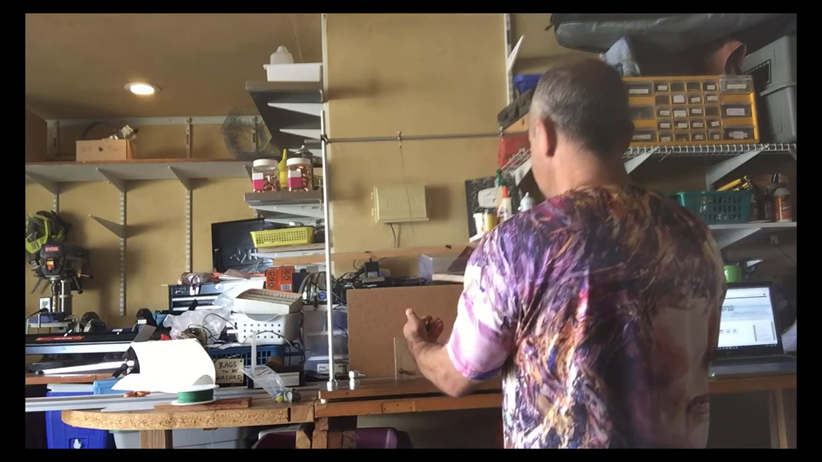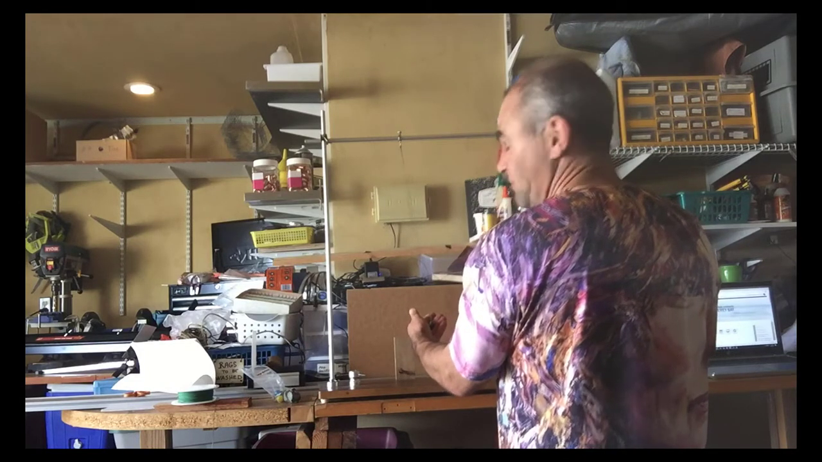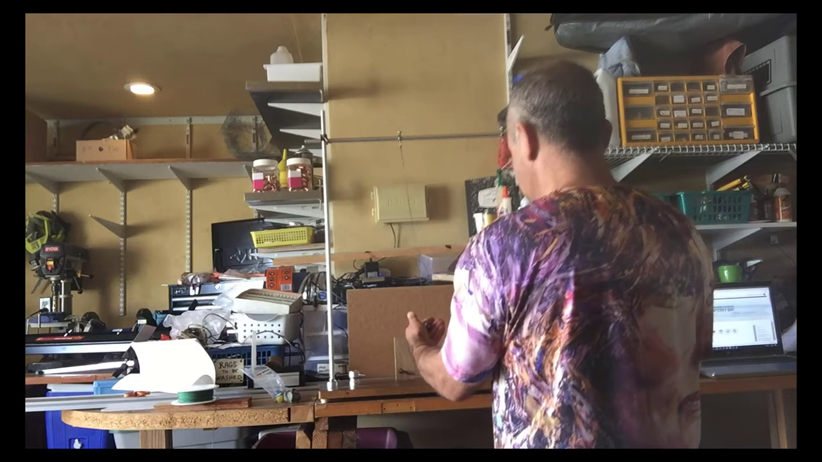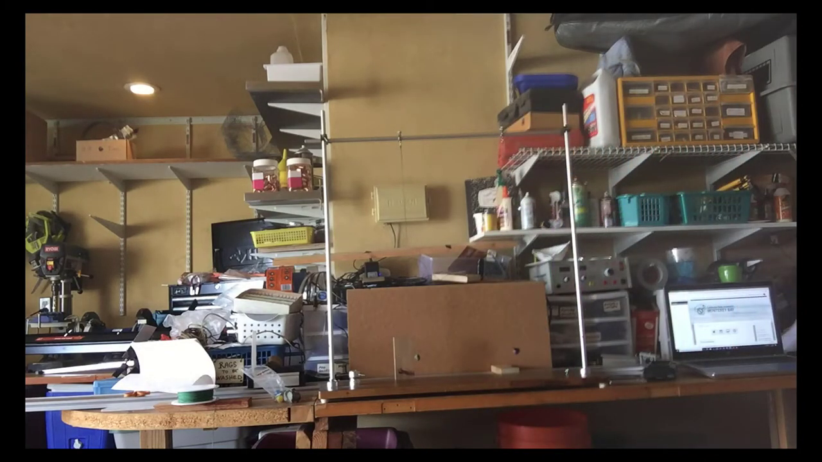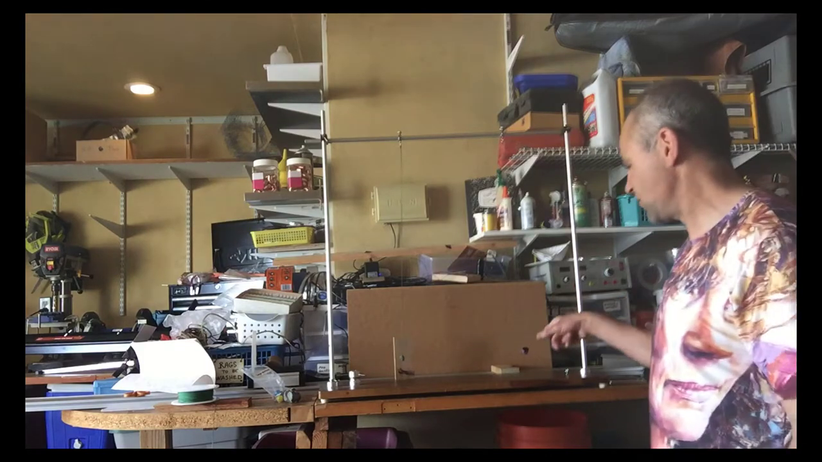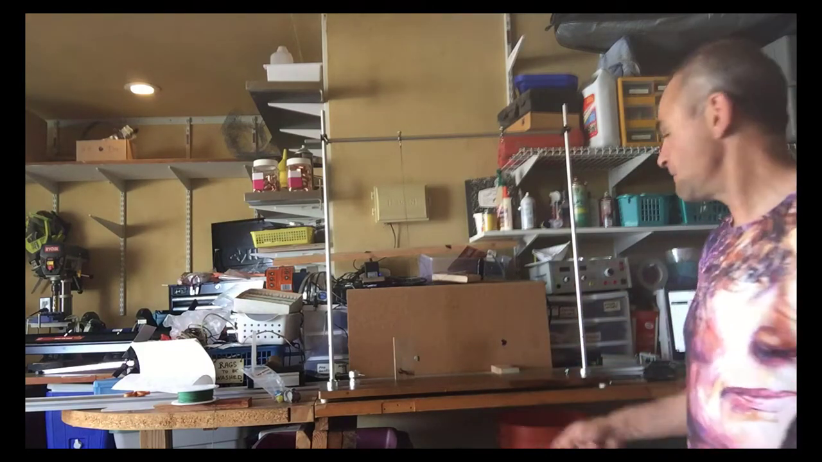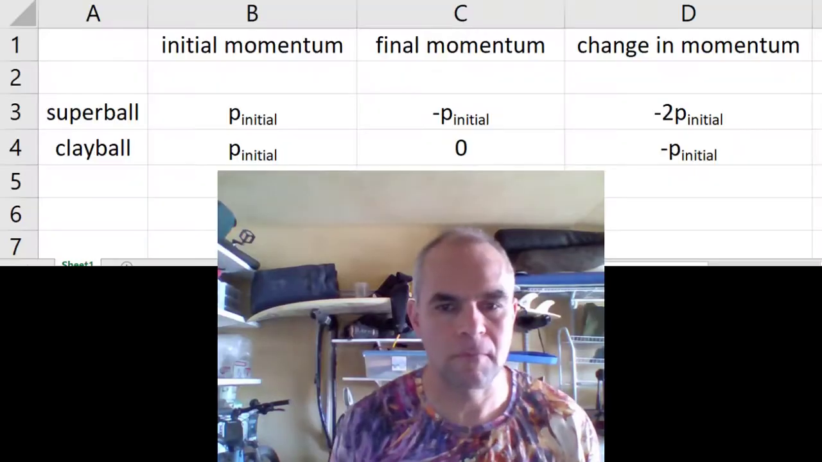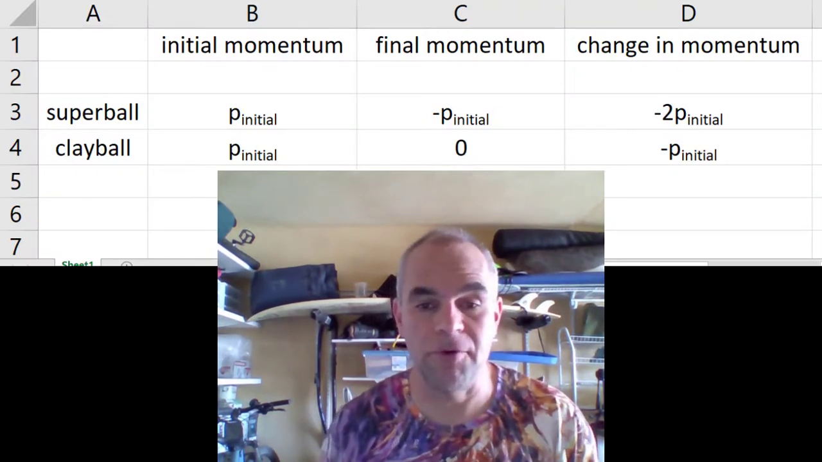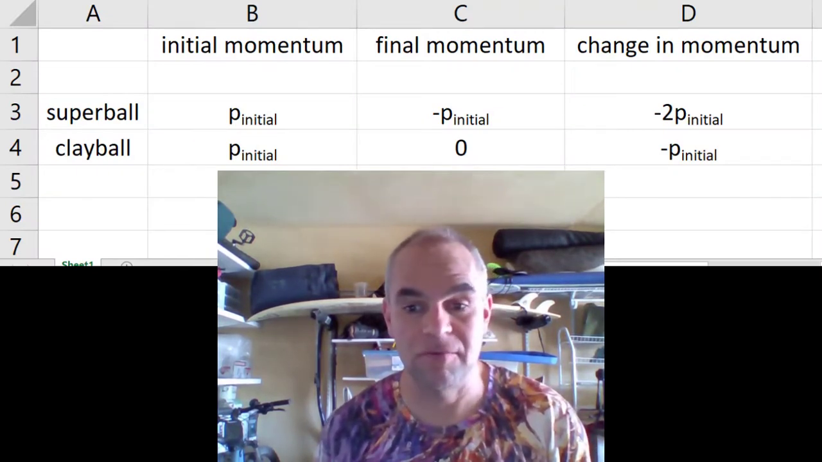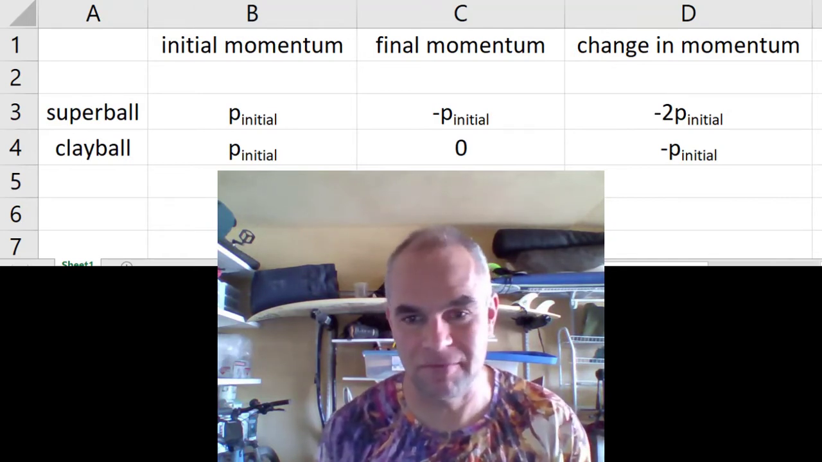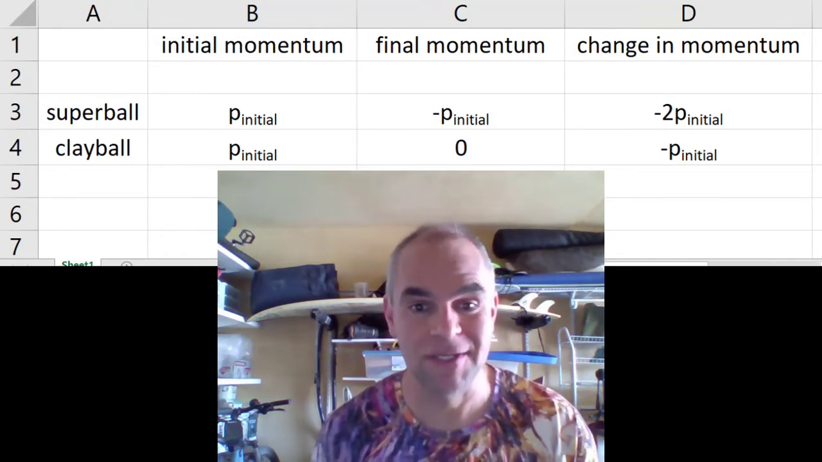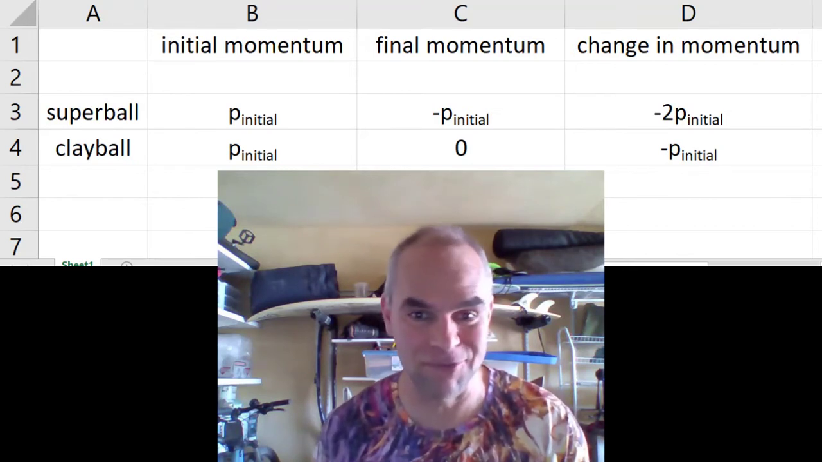I'll release them both from the same height, which means they'll have the same final velocity. It's conservation of energy. Same result. The super ball was more likely to knock over the piece of wood in either case. So now you're probably wondering, why did the super ball knock the wooden block down? Most students think it's going to be the clay ball. Most people think it's going to be the clay ball, unless they think about conservation of momentum.